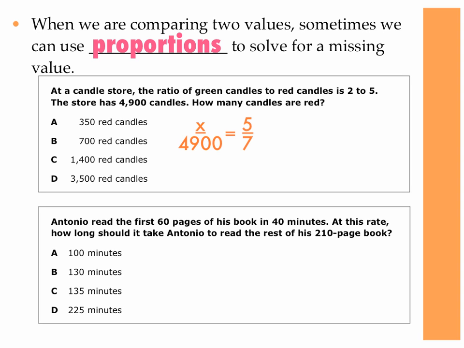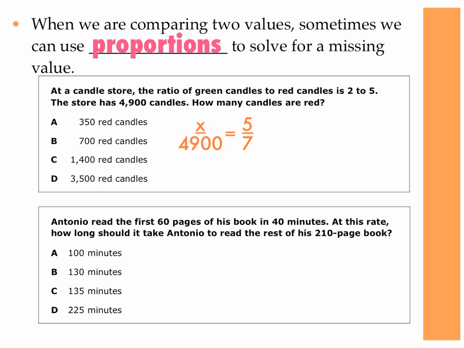So the bottom number of the second ratio also has to include both green and red candles. Because the ratio that they gave us was 2 to 5, I can add 2 plus 5, which would give me 7. So out of 7 candles, 5 of them are going to be red in the store, if that kind of makes sense. It's a little bit confusing.